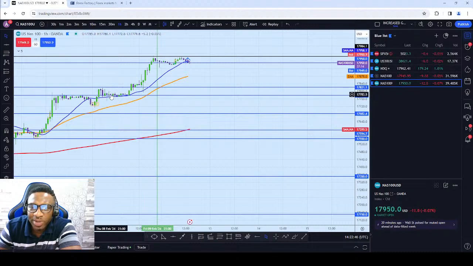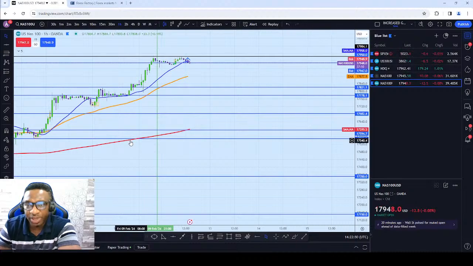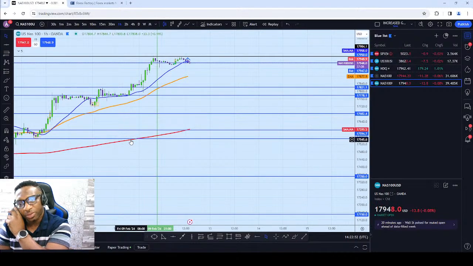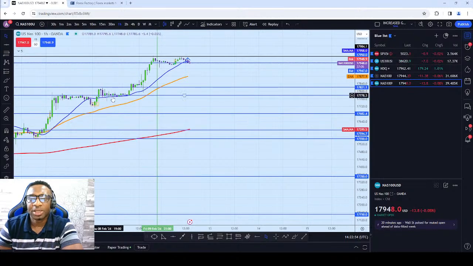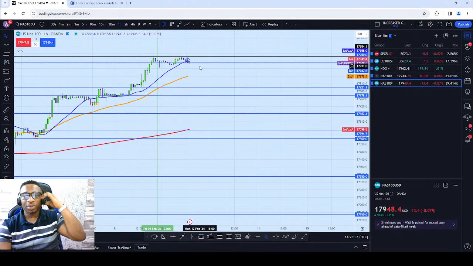If we're here and we're expecting price to move all the way down to the red moving average, we would have been waiting for eternity. But as it came close to the moving average, that's where it shot up again. So there's a high probability that could happen again, and that is our standpoint, where we're looking at taking the buys.